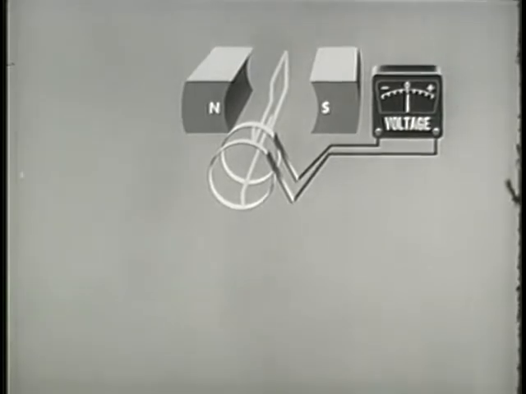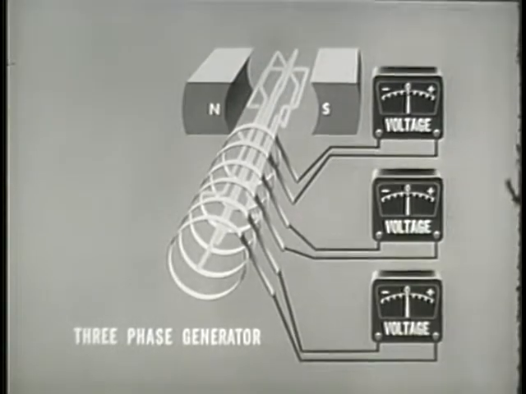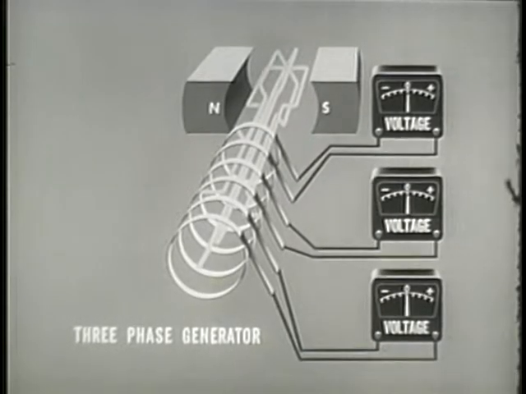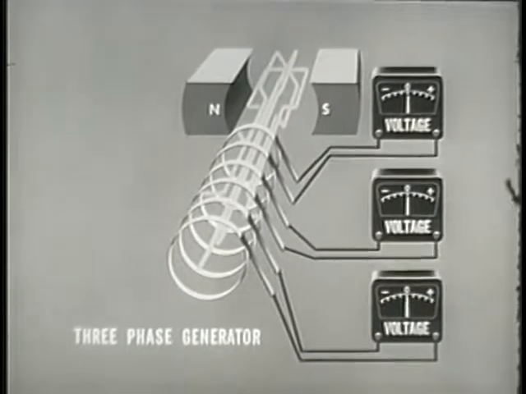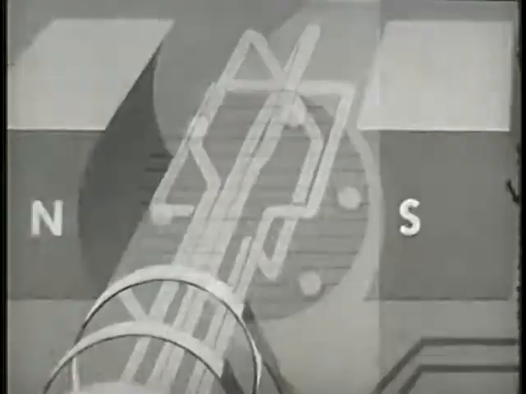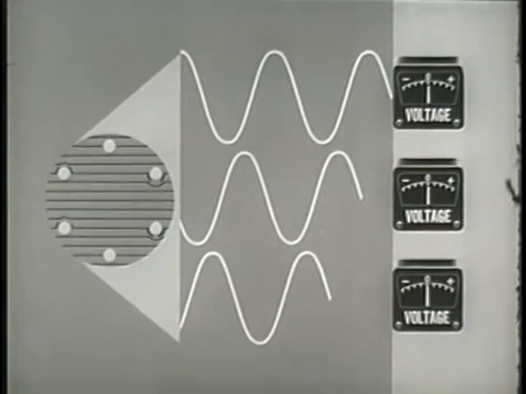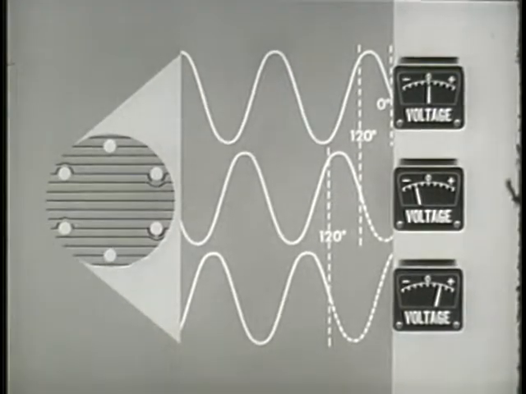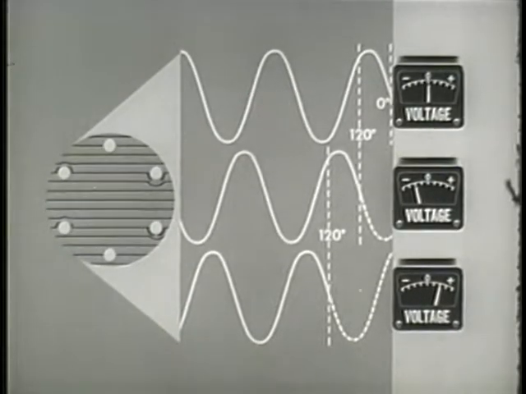The principles used in the construction of a single-phase AC generator are also employed in two- and three-phase AC generators. The three-phase system has three loops set 120 degrees apart, six slip rings, and three outputs represented by these three voltmeters. The output, as shown here, will consist of three individual AC voltages, identical in amplitude and 120 electrical degrees out of phase. The three-phase system has many practical applications and is widely used.